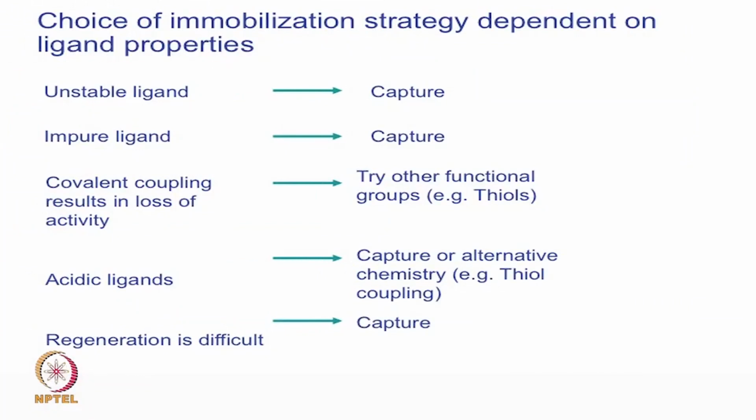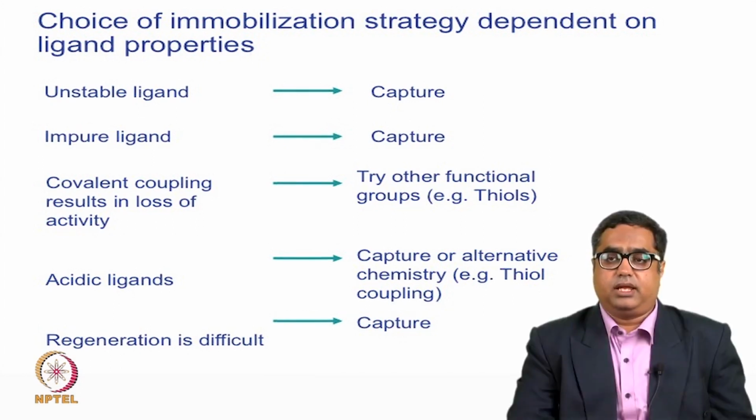Let us say we have an unstable ligand, then we go for capture. Let us say we have an impure ligand, we go for a capture. When we do a covalent coupling, and that covalent coupling will lead to loss of the activity, which means that your analyte is not binding, then we will not proceed for a covalent coupling, but in that case we will choose a capture process.